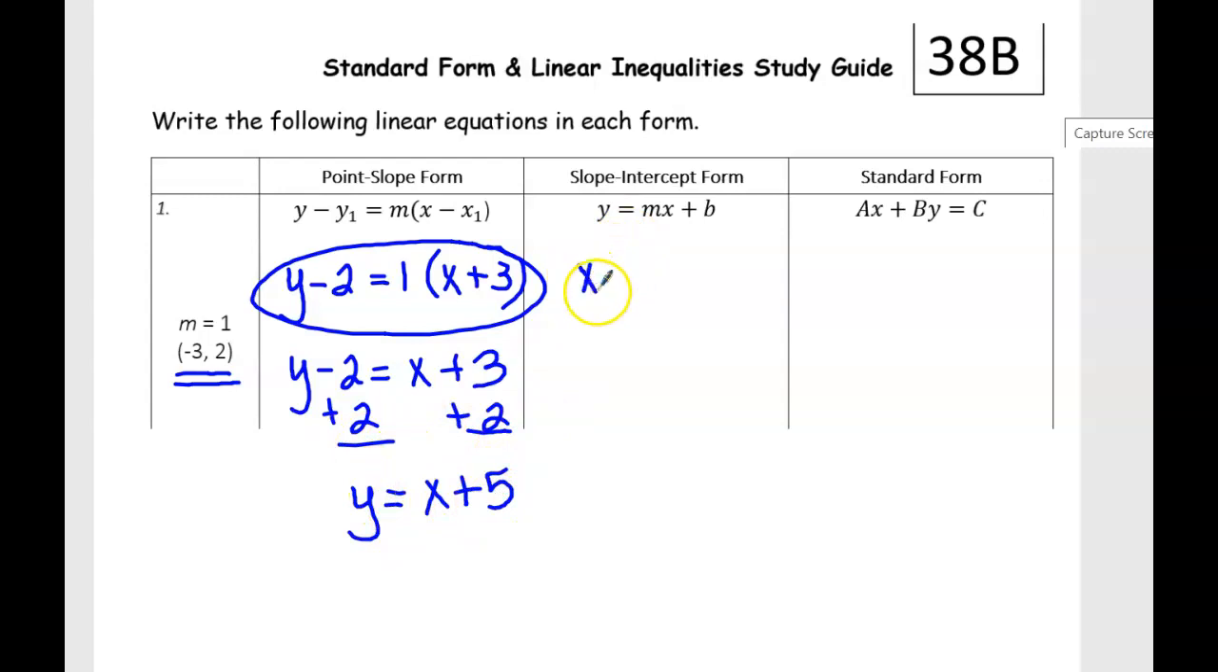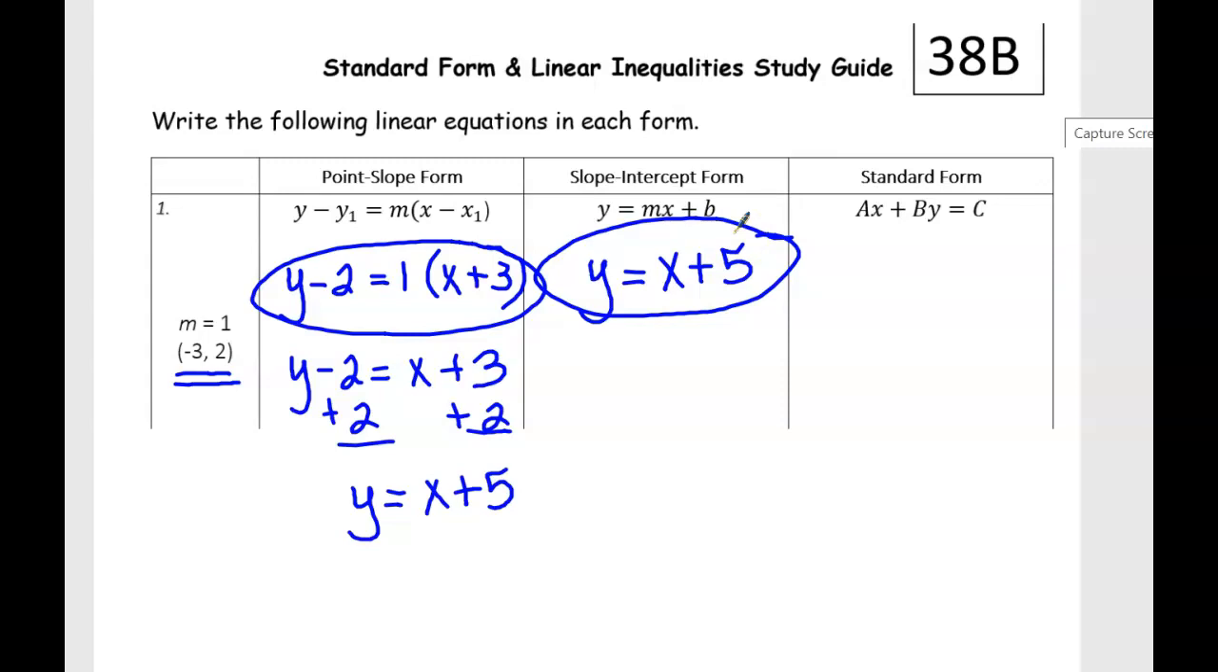So our y is going to be equal to x plus 5. So these are both equivalent equations. They're just in two different forms. One is point slope form, the other is slope intercept form.